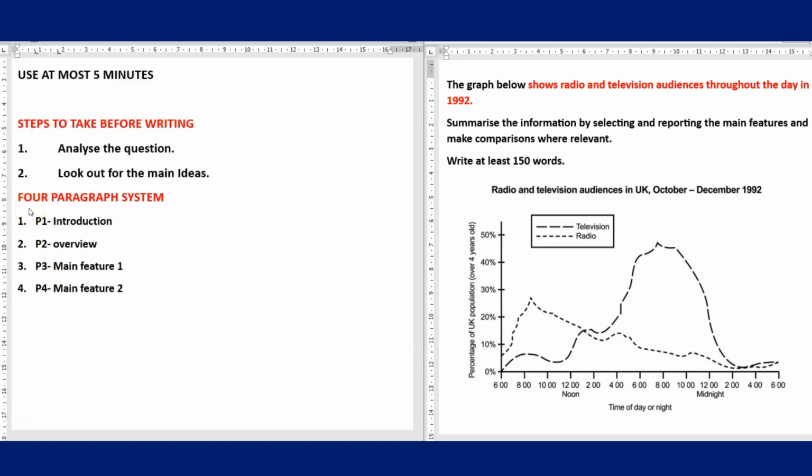Our essay will be divided into 4 paragraphs, okay? When writing, you start with the introduction first, then we write our overview, and then we take 2 features out of it, okay? So we will group our paragraphs into 2. When it comes to the main features, we will describe the first main feature and then the second main feature.